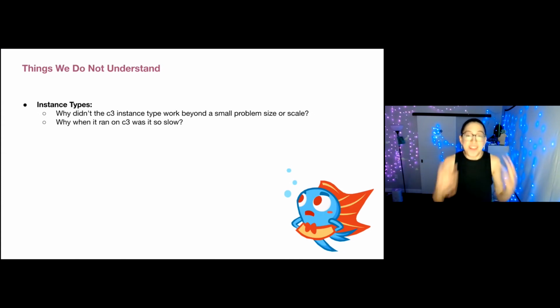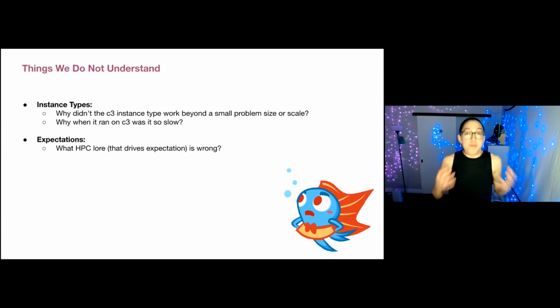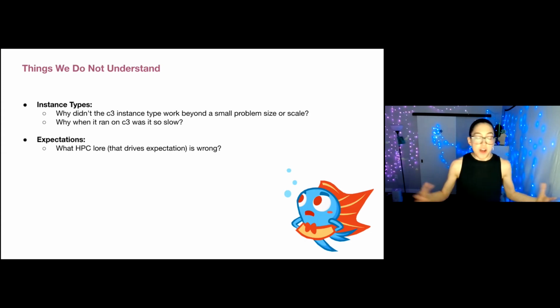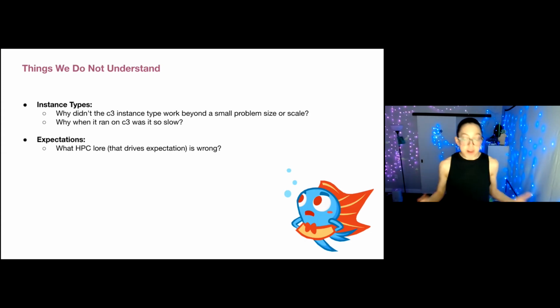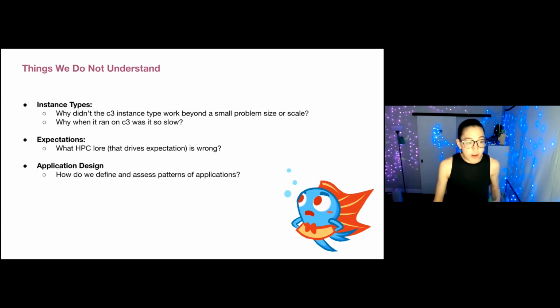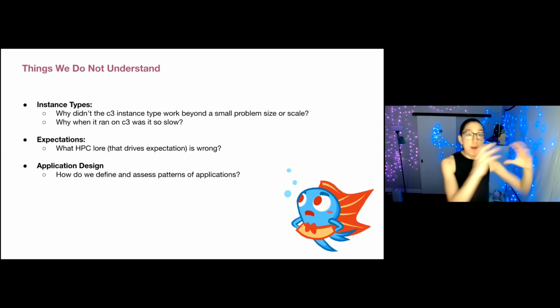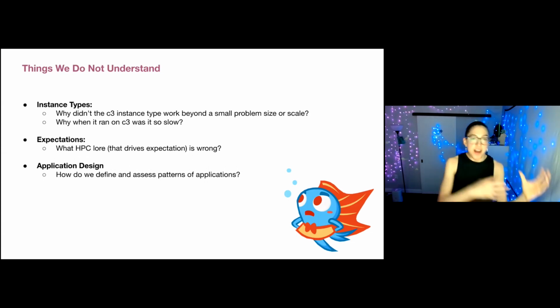These are the things we still do not understand. We do not understand why this particular instance type did not work originally. We also need to better look at our expectations. What expectations or sort of lore do all of us carry that come from our community that might just be entirely wrong? And then application design. This is the coolest bit. How can we take our applications and kind of understand the patterns that they need to map them to the right environments?